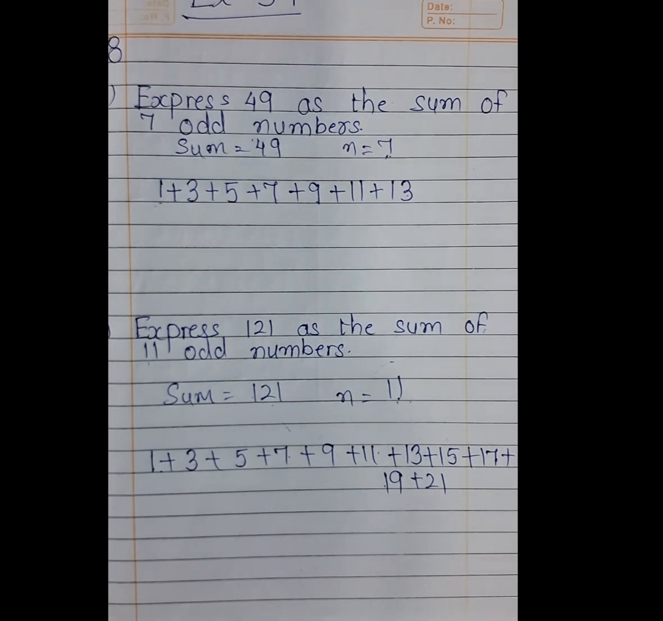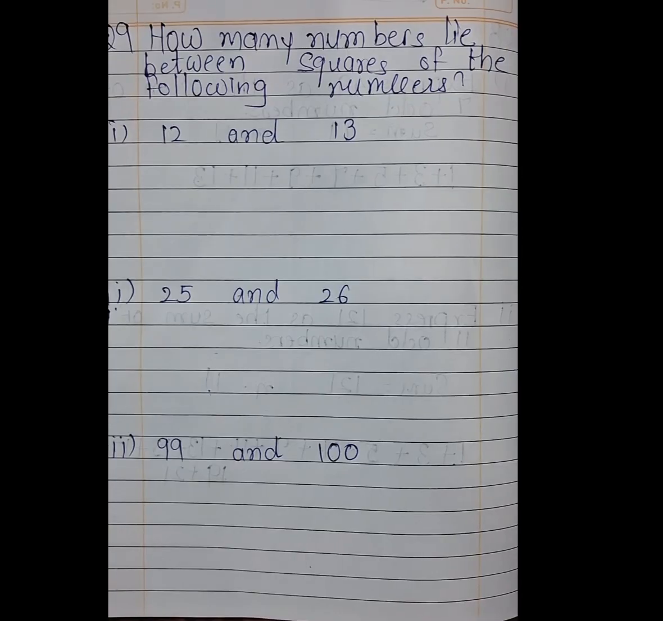Okay students, this was all about question number 8. Now moving on to question number 9. Question number 9 says, how many numbers lie between squares of the following numbers?